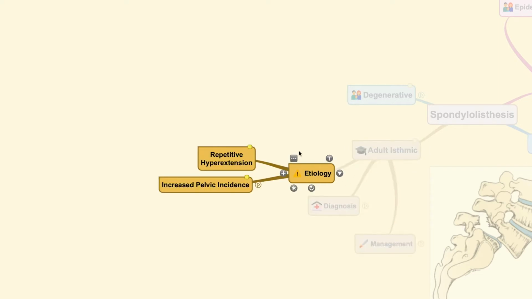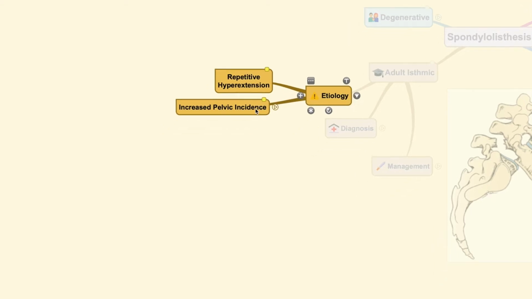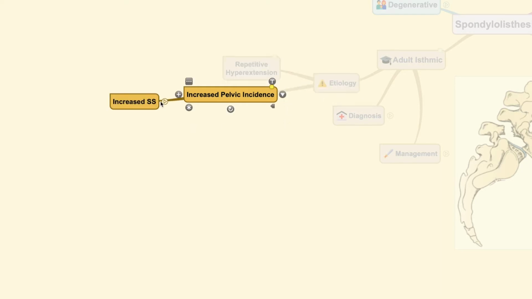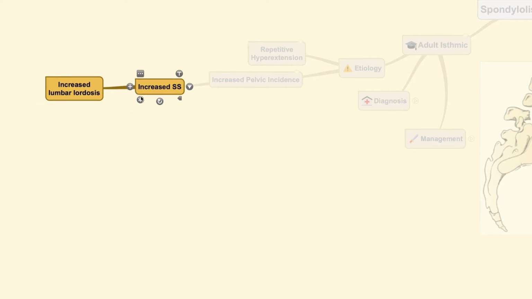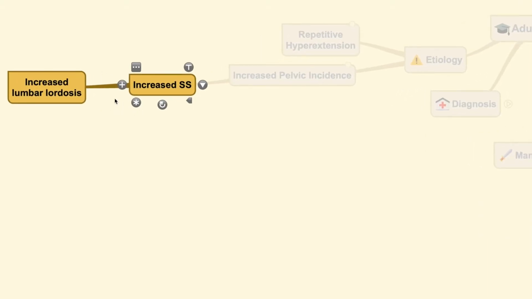For the adult isthmic type, the etiology may be somewhat similar to the ones in the pediatric population, which involves repetitive hyperextension movements that are seen in certain populations, such as gymnasts, weightlifters, or football linemen. Although not exclusively due to this, some may be caused by an increased pelvic incidence and also increased sacral slope, which in turn increase the lumbar lordosis.